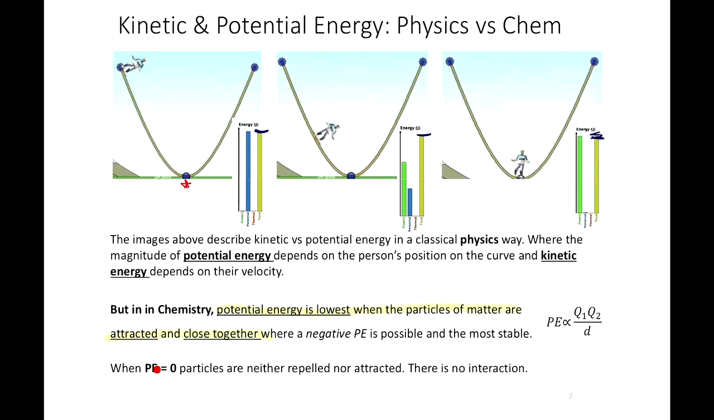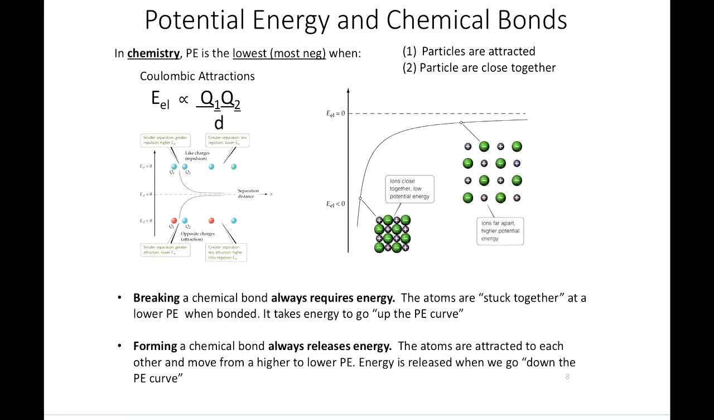So in chemistry, a potential energy of zero actually means that your particles are neither attracted nor repelled from one another. They're actually not interacting at all. All right, so we actually don't want a zero potential energy. We want to talk about attractions and repulsions. So what we want to look for are negative potential energies of attracted particles that are close together. And so here's another way to think about it. We already looked at this diagram where we looked at Coulombic attractions. Again, in chemistry, potential energy is lowest when particles are close together and they're attracted.